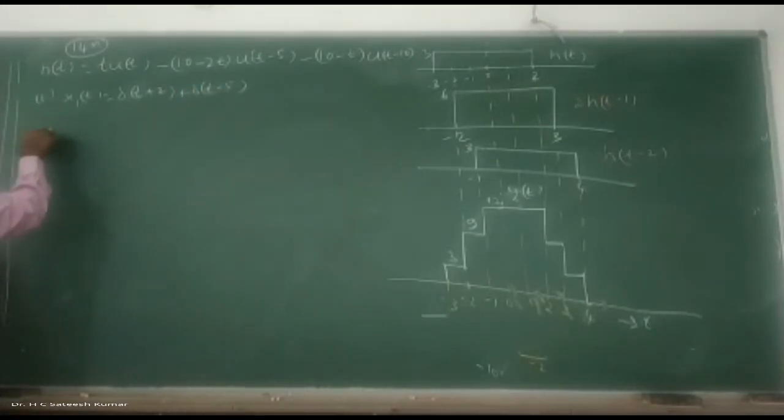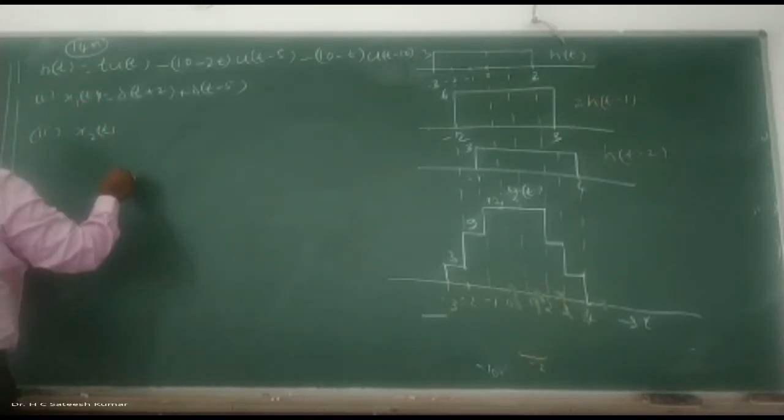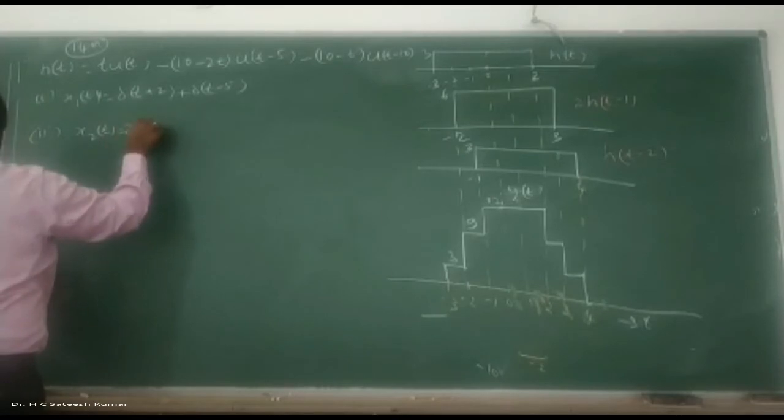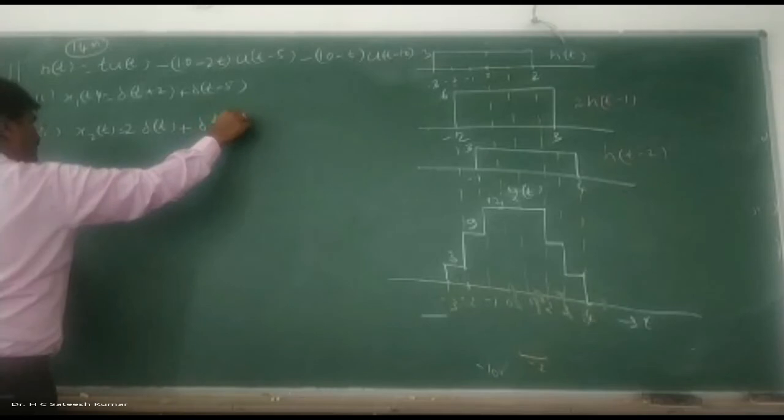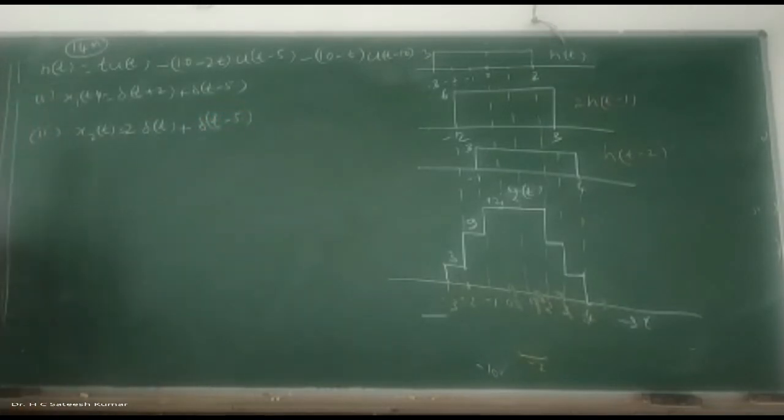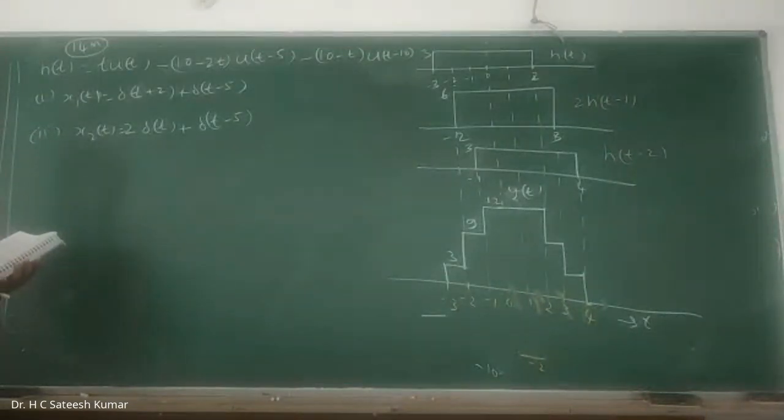The second one is x2 of t is equal to 2 delta of t plus delta of t minus 5. Convolution is very easy here, but the only thing is sketching the first signal is a little bit difficult.